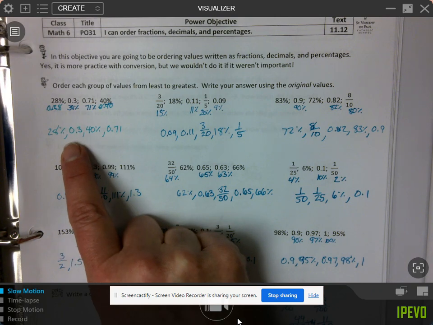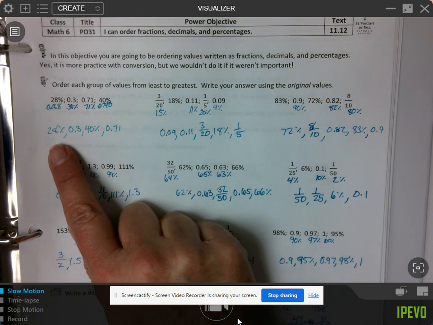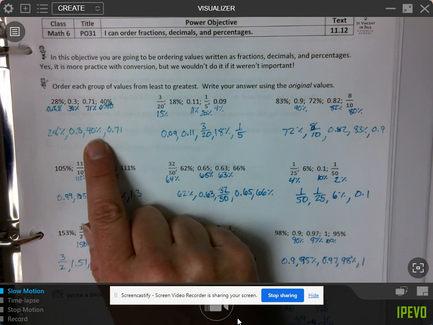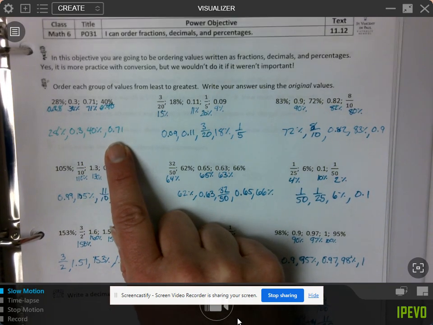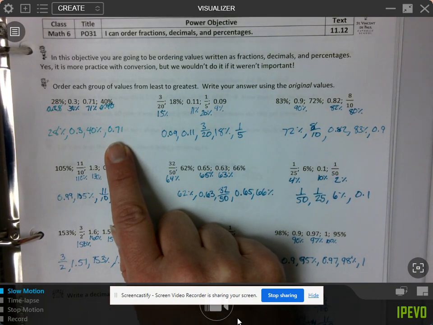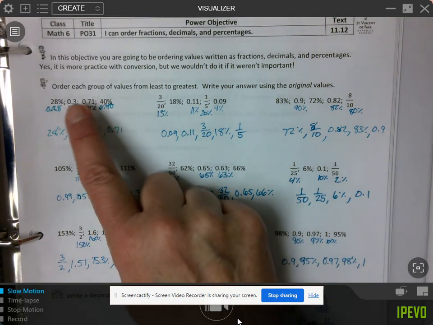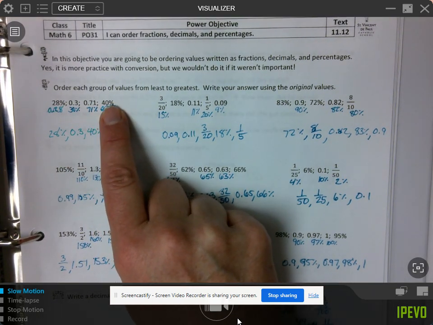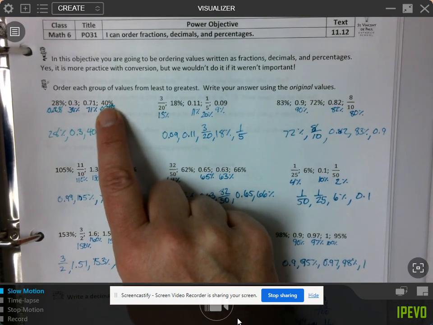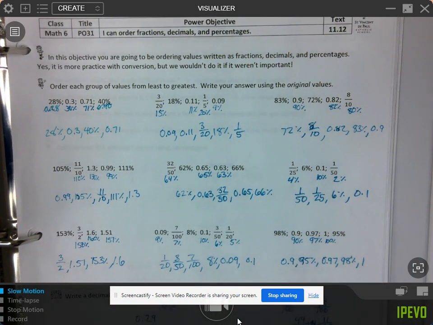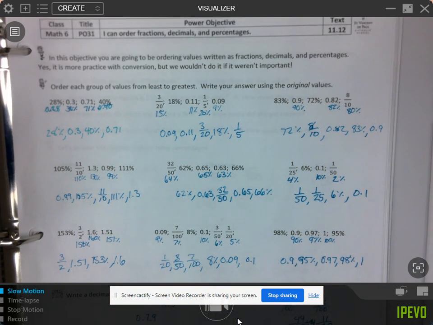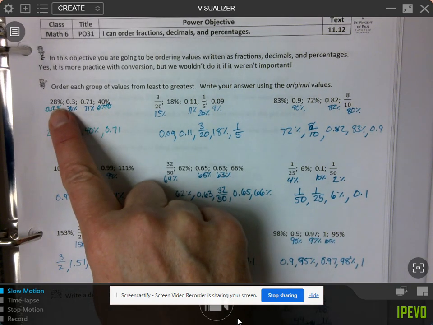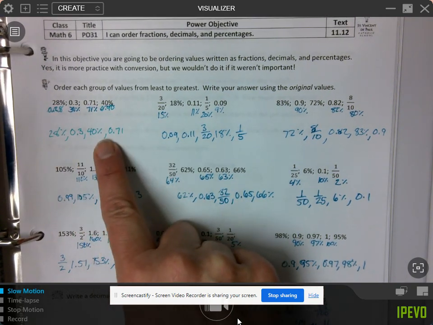So for our first one here, we have 28%, 0.3, 40%, 0.71. We did talk about how your answer had to be in the original form, the original values, instead of how we put them, all the percentages or all the decimals. You have to go back. Your answer has to be the original form.